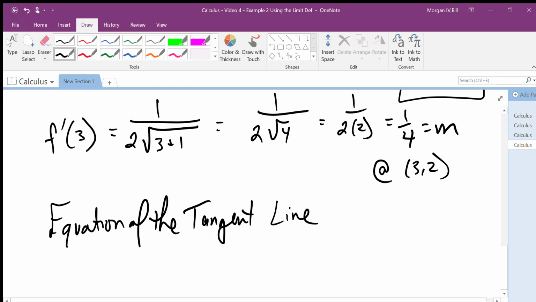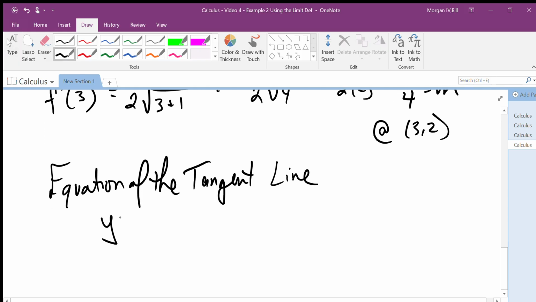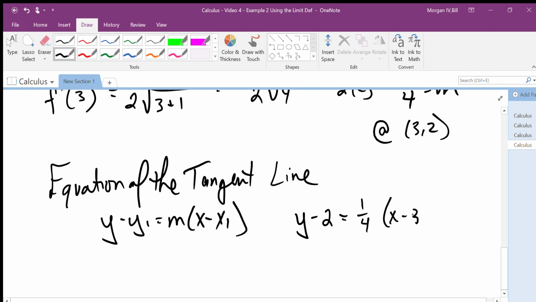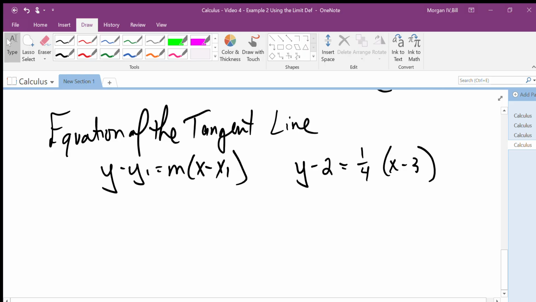The equation of the tangent line, y minus y1 equals m times x minus x1. That would be y minus 2 is equal to positive 1/4 times x minus 3. Make it a little bit of fractions here, but that's okay. Y minus 2 is 1/4 x minus 3/4, distributing the 1/4.